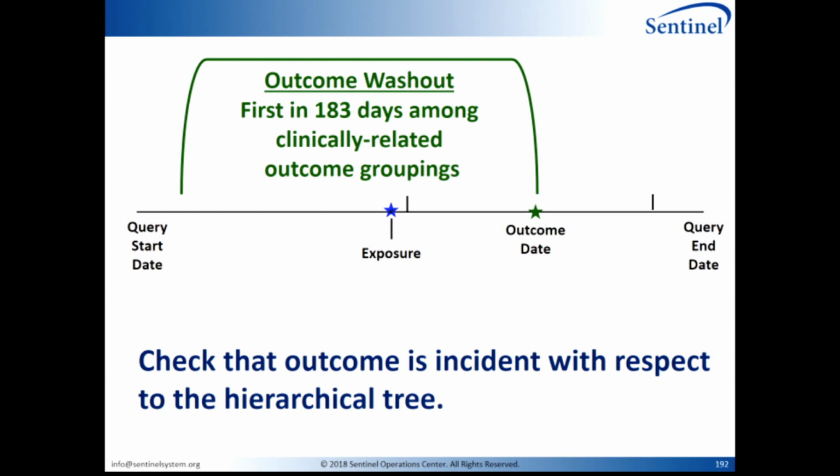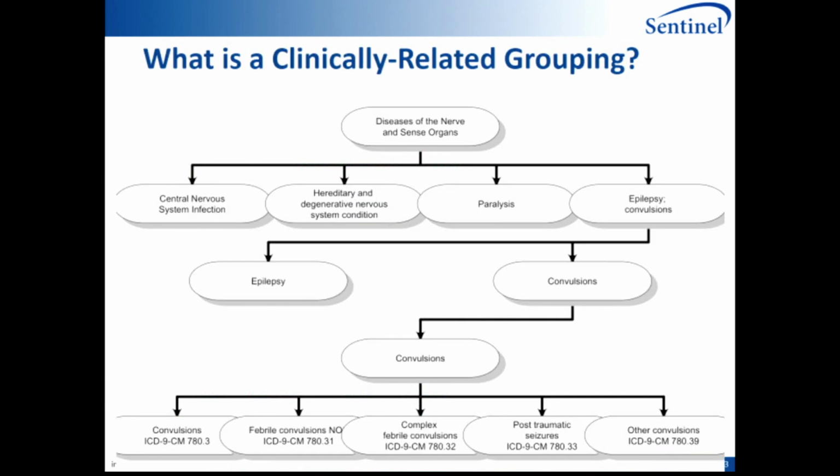And here is where the tree comes into play, because not only are you going to check that the outcome is incident with respect to itself, but also any clinically related grouping of outcomes. So how does that work? For the clinically related grouping, we're going to go back to our demonstration from before. Say I see an outcome on my screen of convulsions, which is all the way to the left and is one of the ICD-9 codes.